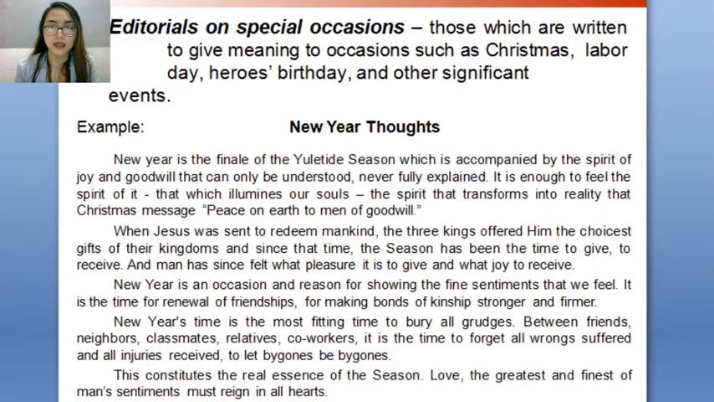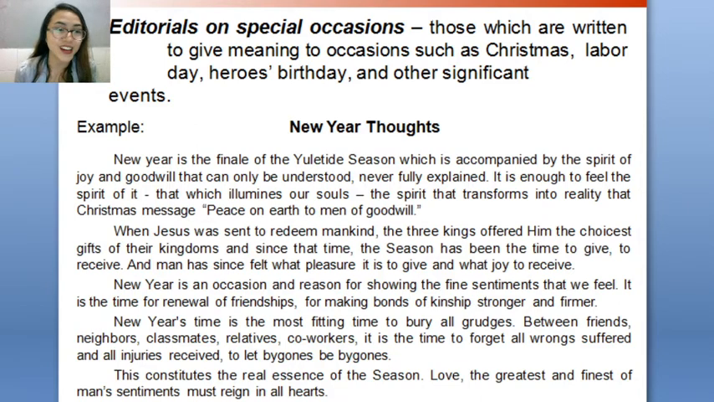And editorials on special occasions, those which are written to give meaning to occasions such as Christmas, Labor Day, hero's birthday, and other significant events. Nasa iyo. Kung gusto mo yung this type of occasion. And New Year Thoughts. New Year is the final of the Yuletide season, which is accompanied by a spirit of joy and goodwill that can only be understood, never fully explained. It is enough to feel the spirit of it, that which illumines our souls, the spirit that transforms into reality that Christmas message, peace on earth to men of goodwill. Wow, ay galing.